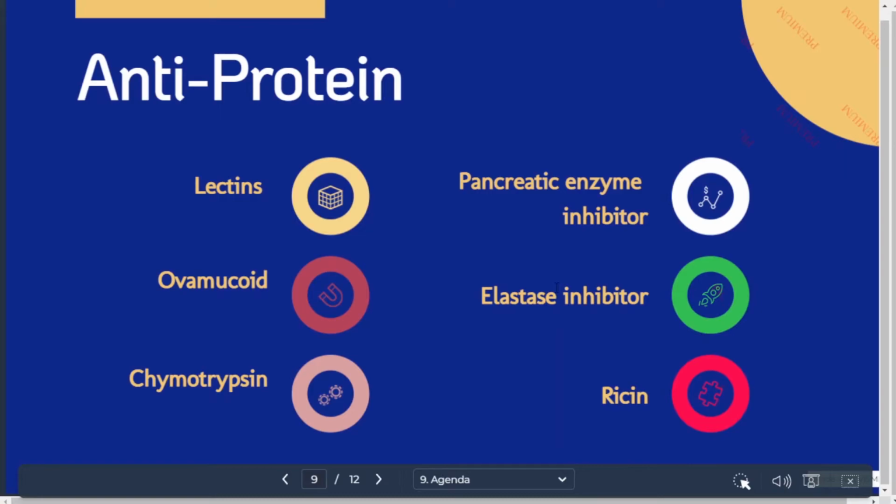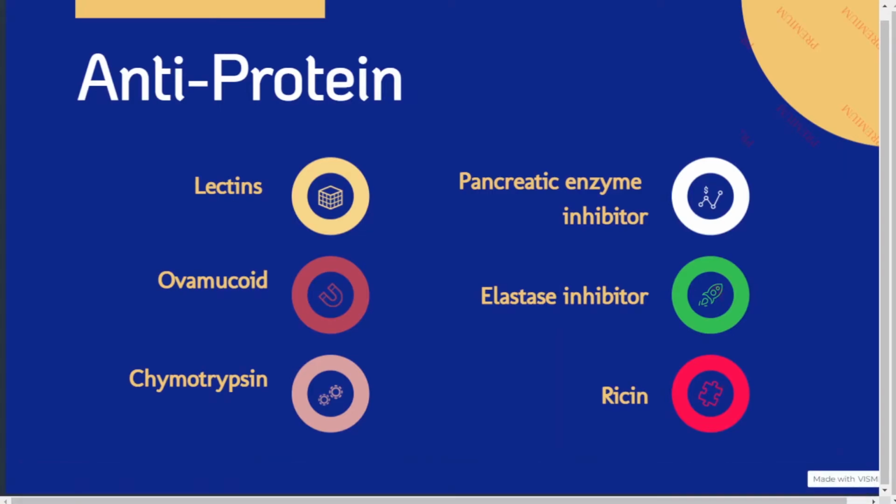Now going to the next. What is elastase inhibitor? First of all, you have to understand what elastase is. Elastase helps in the breakdown of fats, proteins, and carbohydrates that you consumed, right? And the elastase inhibitor will not allow elastase to break down your carbohydrates, fats, and proteins. Simple as that. These elastase inhibitors are found in soybean, bean, and potatoes.